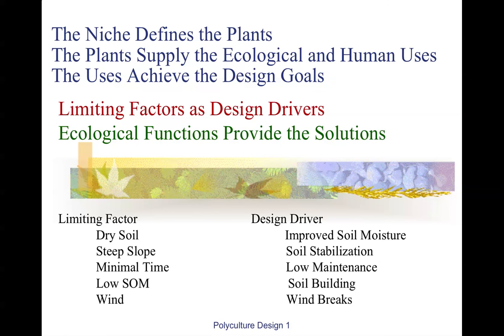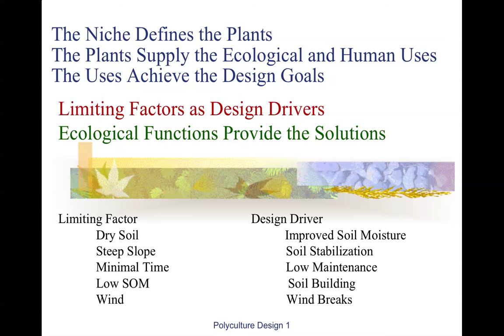So the niche defines the plants. Where we are going to put our species of plants defines the plants that we actually will put there. The plants supply the ecological and human uses, so we want to make sure as we get the plants that are defined by the niche that they have ecological uses and services that they can provide to the other plants and build the natural capital, build the fertility in the soil. The uses achieve the design goals.